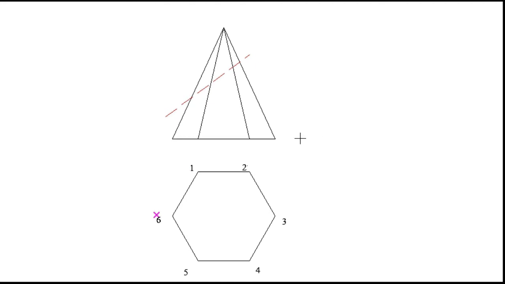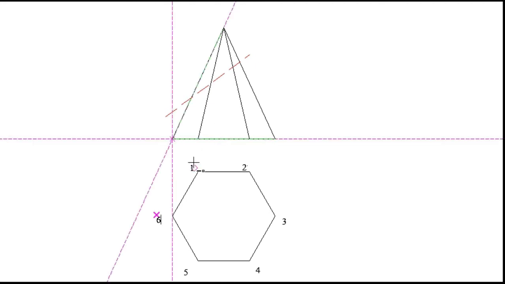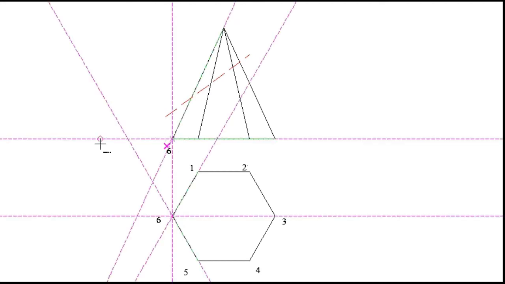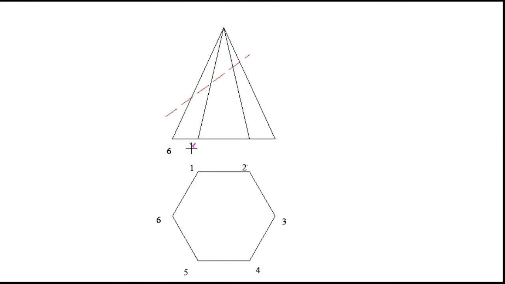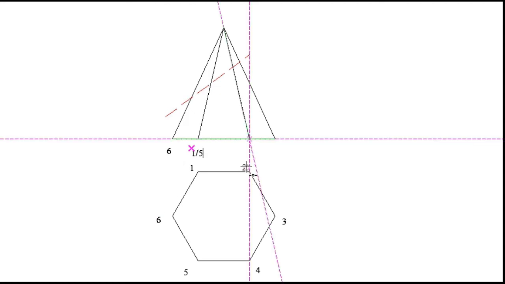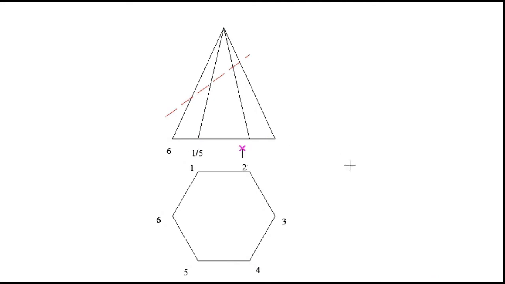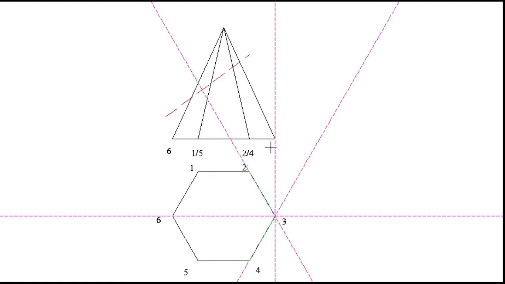Now I'm going to name the points in the front view, irrespective of the numbers on the top view. So this one will be point number 6. As you can see, this point and this point are the same point. And then this one will be point number 1 and 5. And now this one will be point number 2 and 4. And lastly, point number 3.